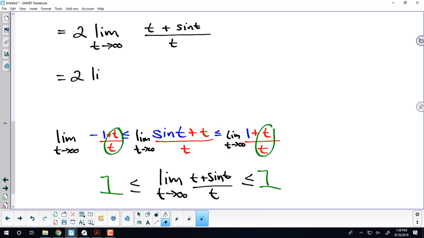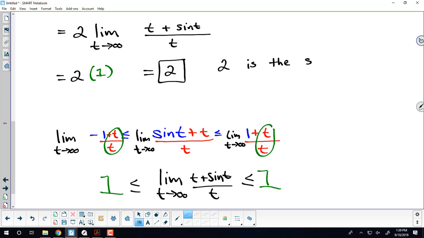Well, we already said that limit was 1, so we'll just write that out. So I don't know that they told us what population numbers were measured in, millions or billions or whatever, but 2 is the steady state population. Or in other words, that function has a horizontal asymptote at 2.